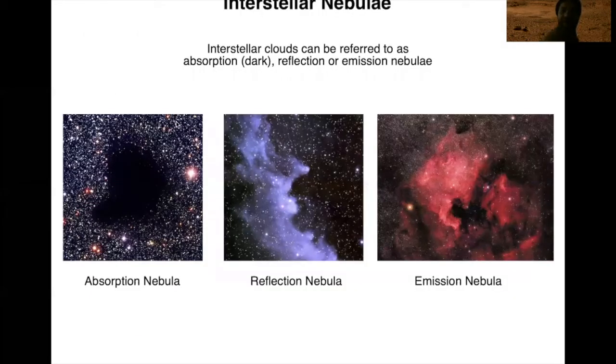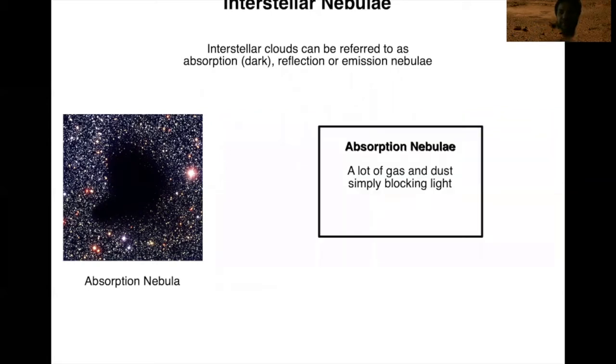So these interstellar clouds can be referred to as absorption nebulae, which is the simplest one. They're just like a cloud of gas and dust, absorbing light. You have a reflection nebula. You have stars here, and these are scattering the light from the blue stars that are in there. And emission nebulae, which are so hot that they start glowing in their own emission.